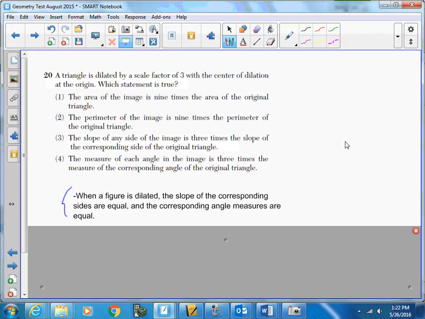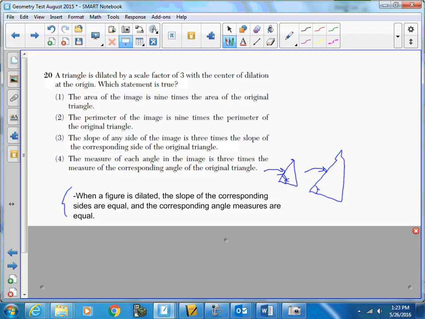When a figure is dilated, the slope of the corresponding sides are equal, and the corresponding angle measures are equal. So when you dilate a figure that has a scale factor of 3, your corresponding angle measures are going to be equal. Also, the slope of this line and its corresponding side in the image is going to remain unchanged. So slope is going to remain the same, right? So now let's look at our answer choices.